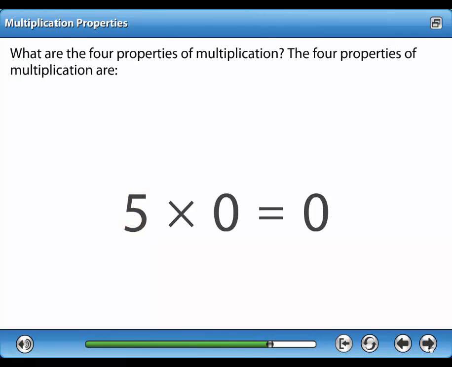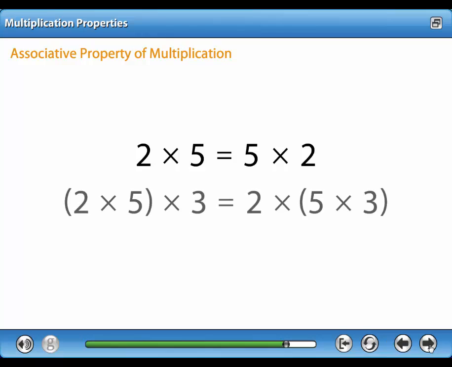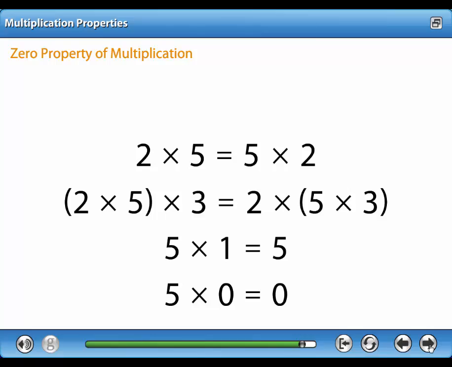What are the 4 properties of multiplication? The 4 properties of multiplication are: commutative property of multiplication, associative property of multiplication, identity property of multiplication, zero property of multiplication.